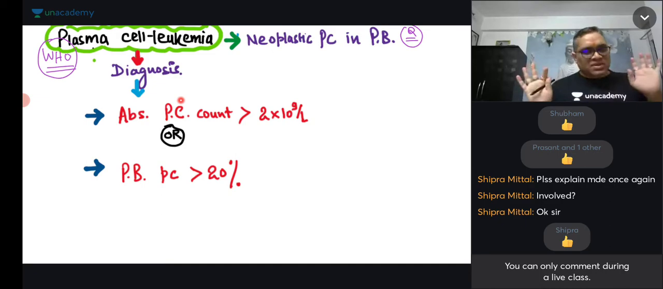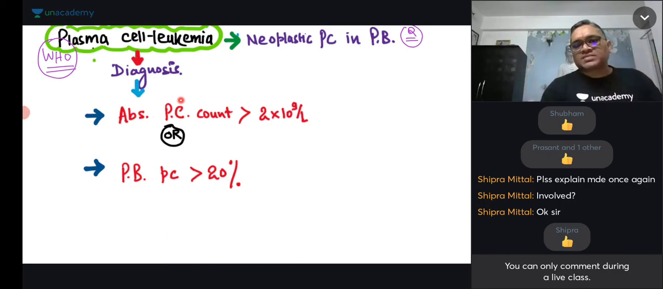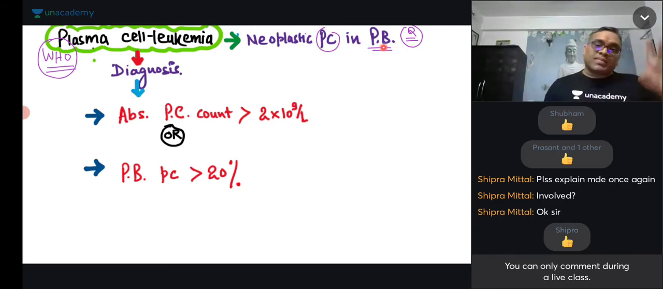Please do not confuse these two things, otherwise you will be damaging your result in your exam. So please remember, plasma cell leukemia means plasma cells are present in the peripheral blood. Multiple myeloma is more like a lymphoma. There is a different presentation.